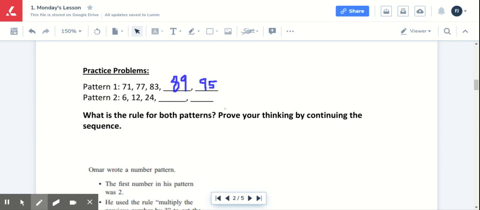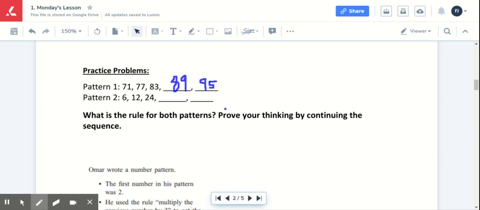Are our numbers increasing or decreasing? That's right. They are increasing. 6, 12, and 24. Now let's see if it's addition. 6 plus 6 would get us 12, but 12 plus 6 doesn't get us 24, so this is not an addition rule. Let's try multiplication.